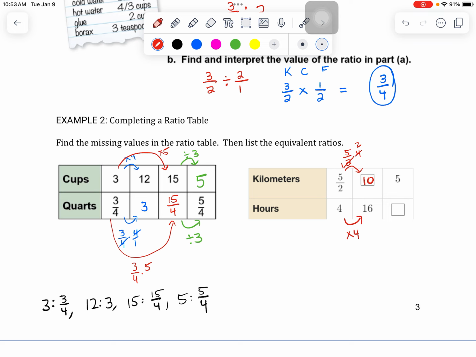Okay, now to go from 10 to 5, that's easy. I can divide by 2. So if I do that here, 16 divided by 2 would give me 8. So if I list my equivalent ratios, I get 5/2 to 4, 10 to 16, and 5 to 8.